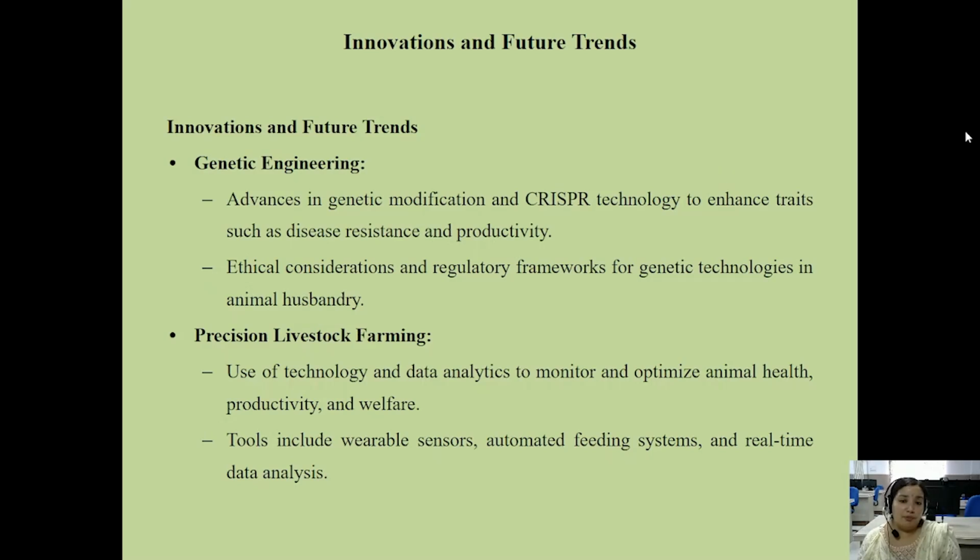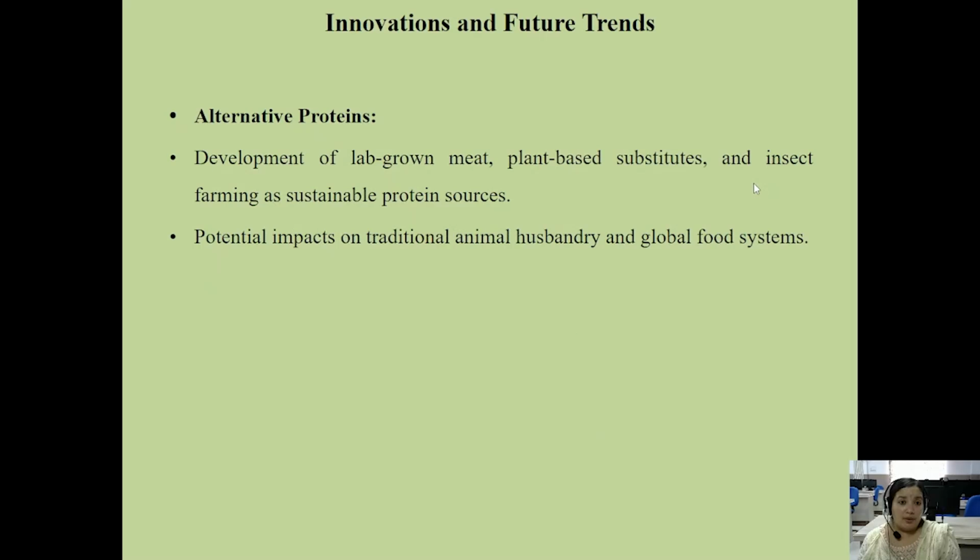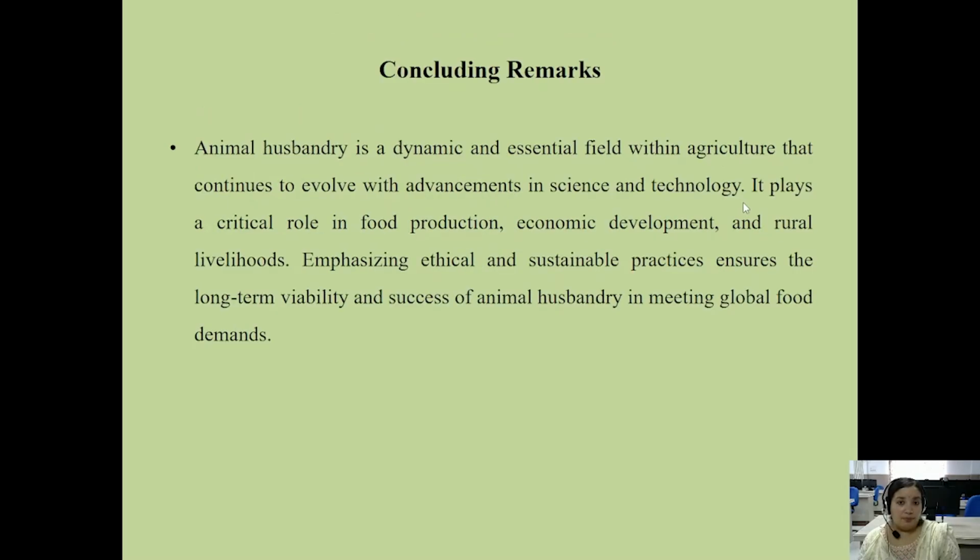Use of genetic modifications and technologies to enhance traits for disease resistance and productivity, ethical considerations and regulatory frameworks for genetic technologies in animal husbandry. Then alternative proteins are the development of lab-grown meat, plant-based substitutes, and insect farming as sustainable protein sources, and potential impacts on traditional animal husbandry and global food systems.